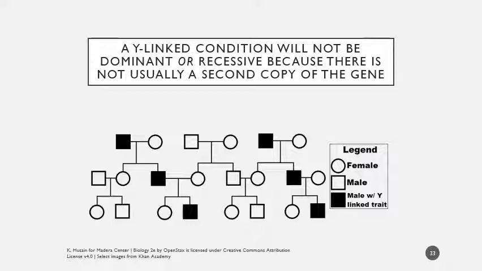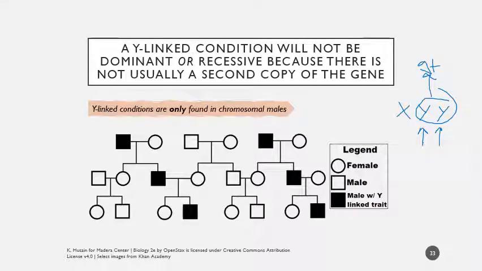So in Y linkage, it's just going to be found in every single male. So if a male has a Y-linked trait, if they get that Y chromosome from their parent who has the trait, then they're always going to have that condition. There's very rare situations in which you can be XYY. That's called super male. Then I guess in those situations we could see and compare between those two. But usually this is from chromosomal non-disjunction, so those are going to have the same genotype anyway. So again, Y-linked conditions are only found in chromosomal males.